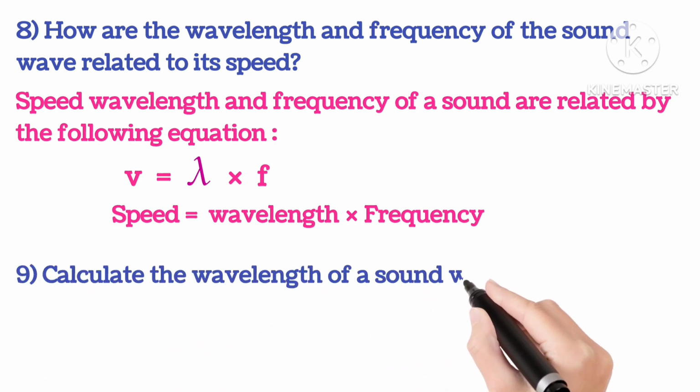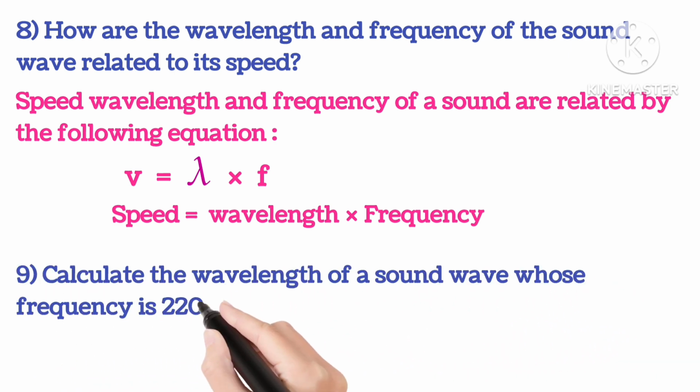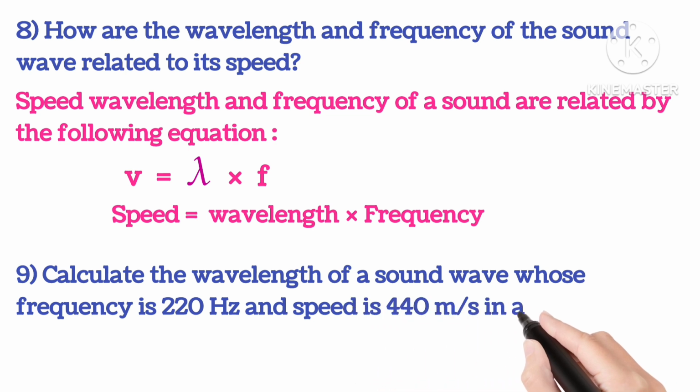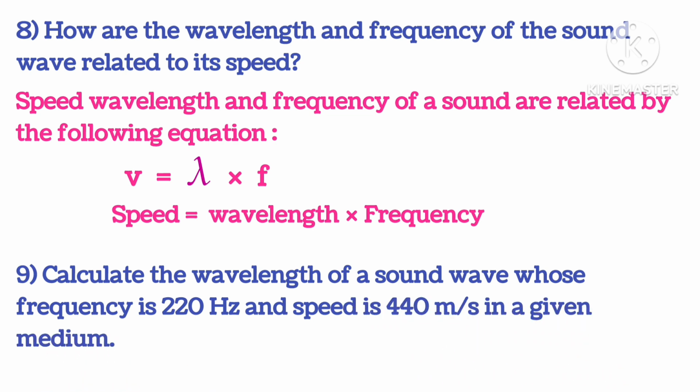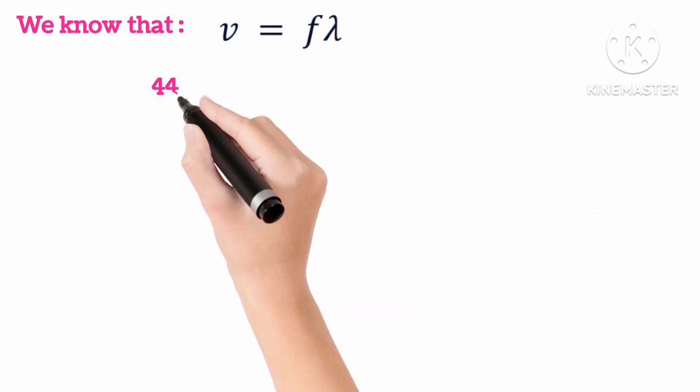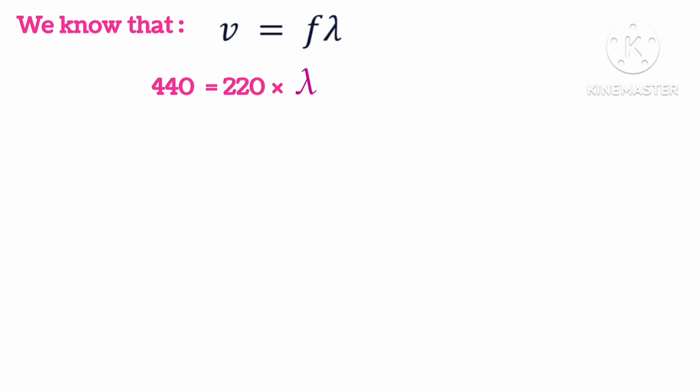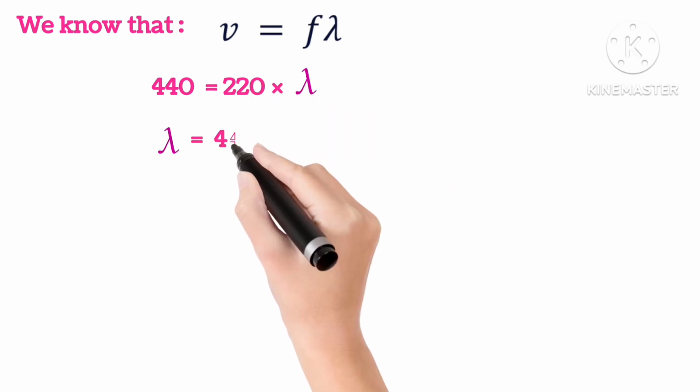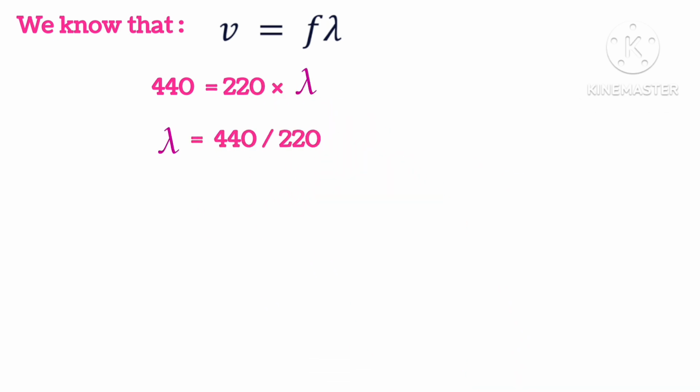9th, calculate the wavelength of the sound wave whose frequency is 220 Hz and speed is 440 meter per second in a given medium. We know that speed is equal to frequency into wavelength. So putting the values, we get wavelength is equal to 440 upon 220, that is 2 meters.